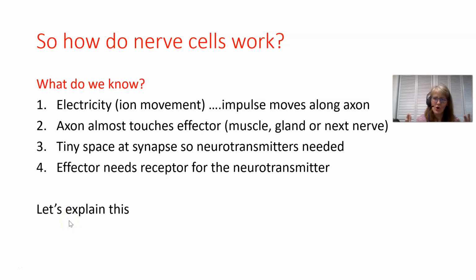How do nerve cells work? If you've thought about nerves in any way, you've probably thought that they're working by electricity and that the impulse is traveling down that axon, just like wires going around your house.